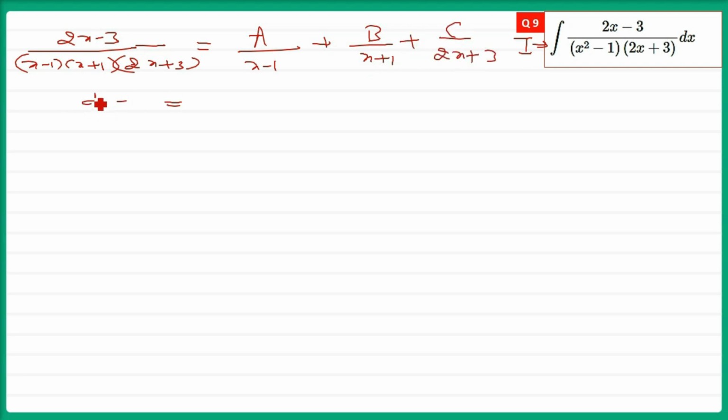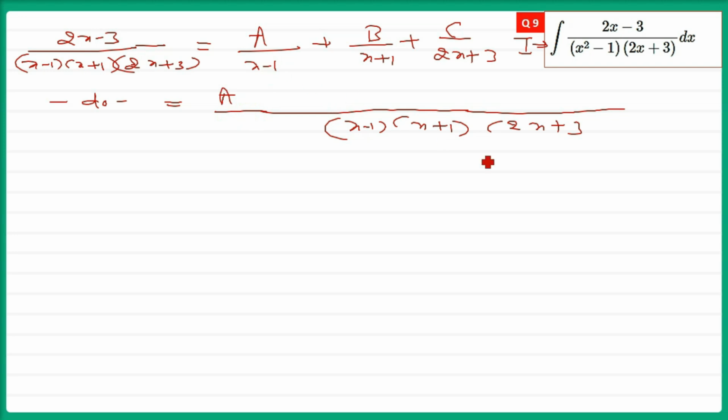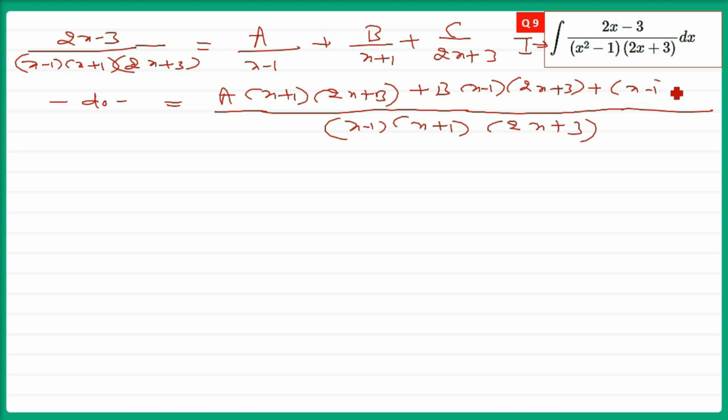On the left it will be the same. I'll just write it. In the denominator you will get (x − 1) multiplied by (x + 1) multiplied by (2x + 3). Now A will have, except x − 1, the other members x + 1 and 2x + 3. With B, except x + 1, the other two factors. What are those? (x − 1) into (2x + 3). Now with C, except 2x + 3, the other factors, (x − 1) into (x + 1).